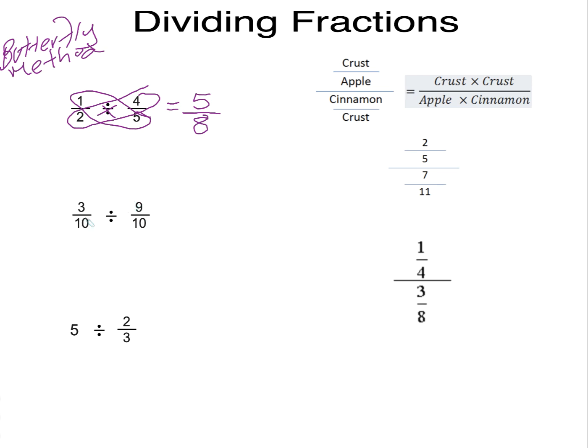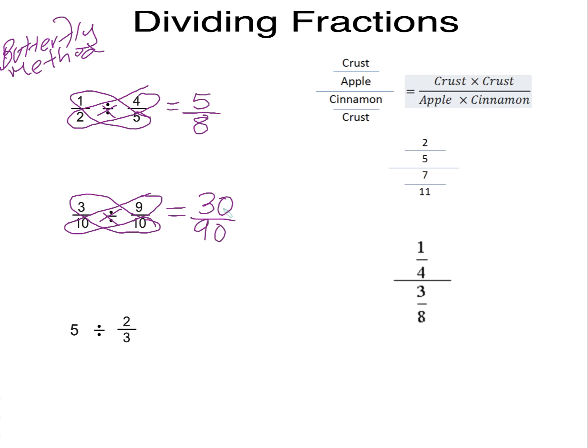Let's try it again. 3 over 10 divided by 9 over 10. Okay, let's do our butterfly. These look like the butterfly wings. So you go this way diagonally and we multiply. 3 times 10 is 30 over. And then when we go diagonally this way, we have 10 times 9 is 90.